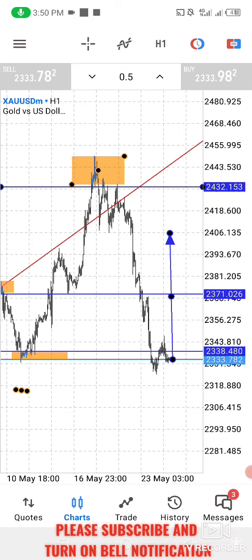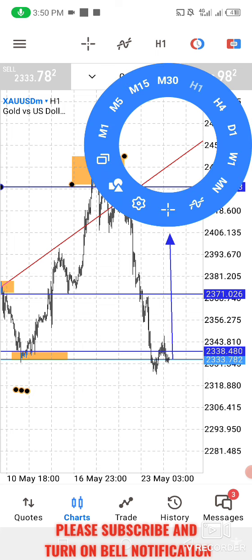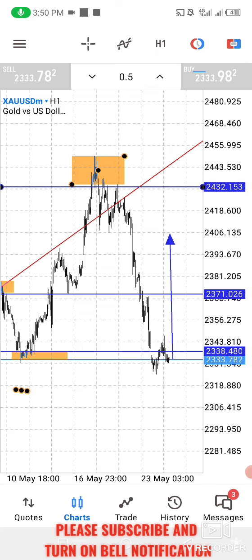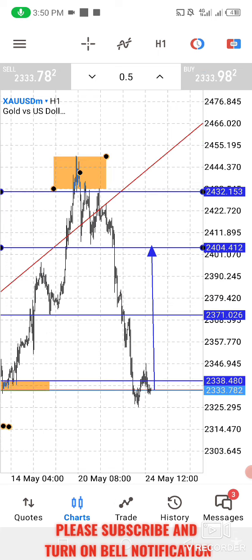Now gold is coming to create a new low. The next movement of gold is going to come here and test this neckline in a big way. Gold is going to go up to test the neckline in a big way.